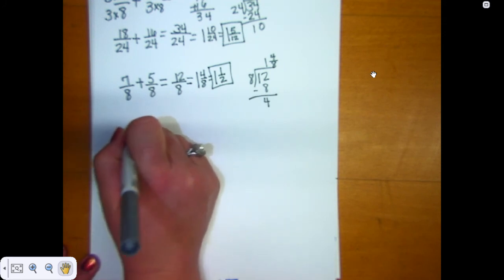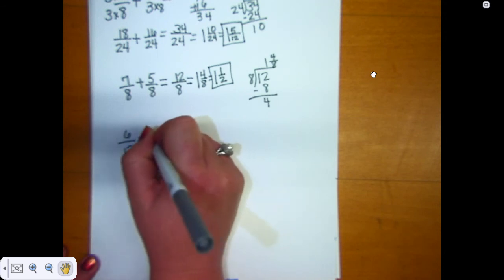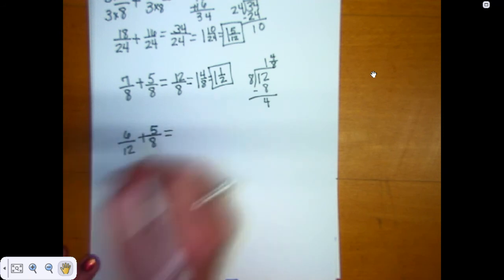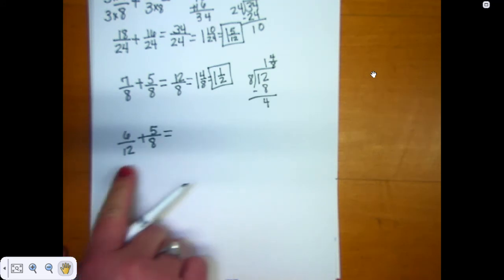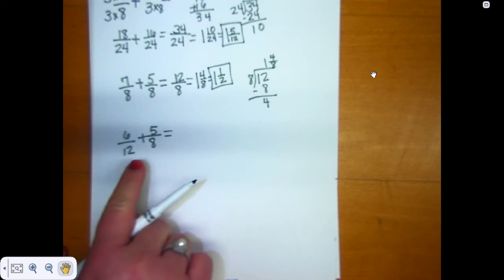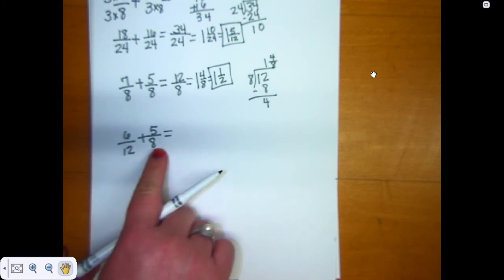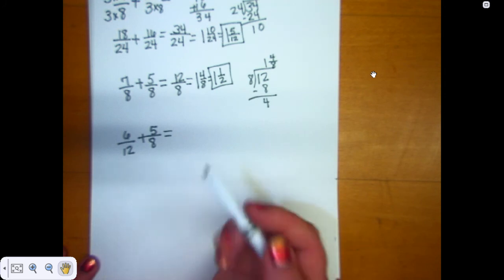Let's do 6/12 plus 5 eighths. Okay, I'm looking at this, and the first thing that comes to my mind is 24, because I know that 12 times 2 is 24, and I know that 8 times 3 is 24, so that would be a common multiple between the two. So I'm going to go with 24.